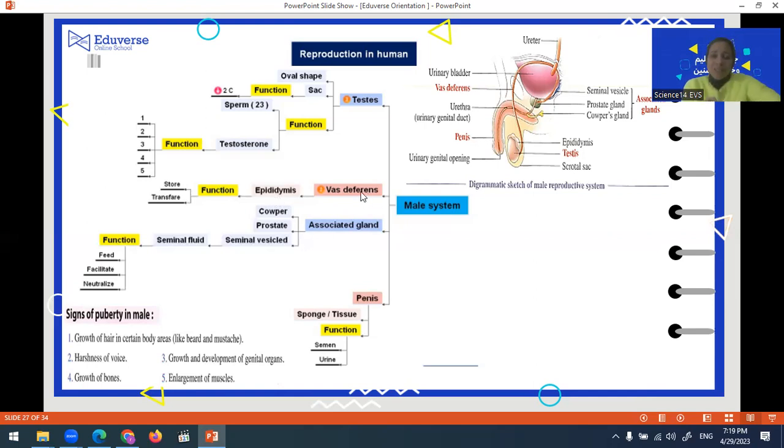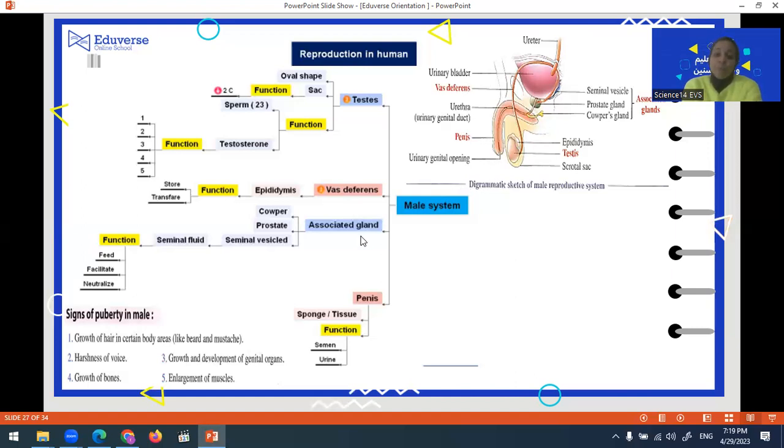Okay. What about the vas deferens? The vas deferens will transfer the sperm from the testis to what? To the urethra, the common duct I talked about. Okay, so the vas deferens transfers the sperm from the testis to the urethra.